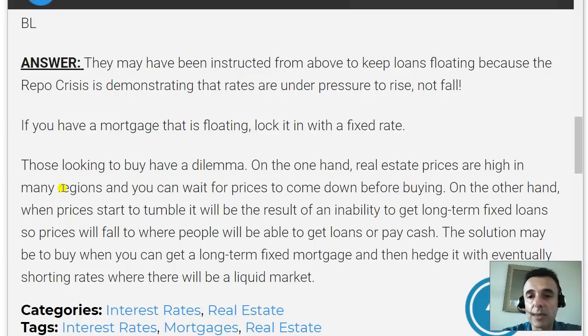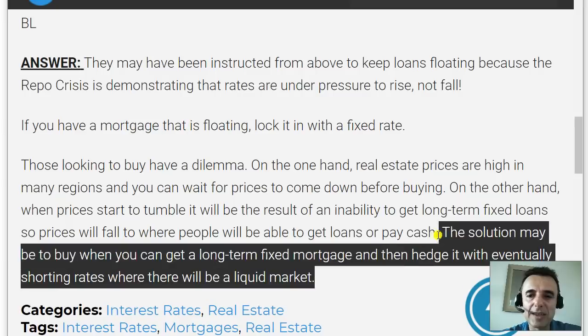Continuing, those looking to buy have a dilemma. On one hand, real estate prices are high in many regions, and you can wait for prices to come down before buying. On the other hand, when prices start to tumble, it will be the result of an inability to get long-term fixed loans, so prices will fall to where people will be able to get loans or pay cash. The solution may be to buy when you can get a long-term fixed mortgage and then hedge it with eventually shorting rates where there will be a liquid market.